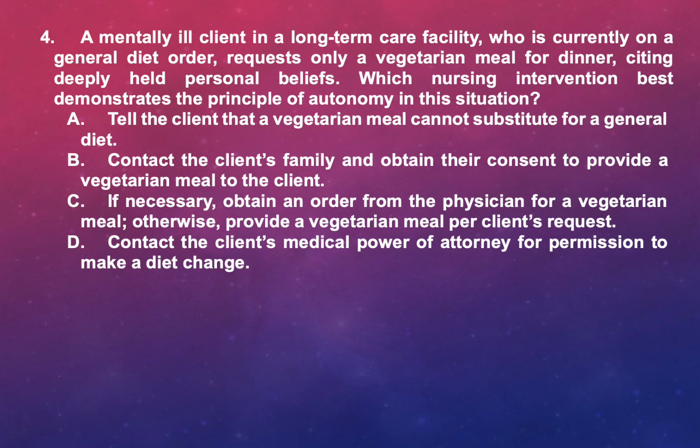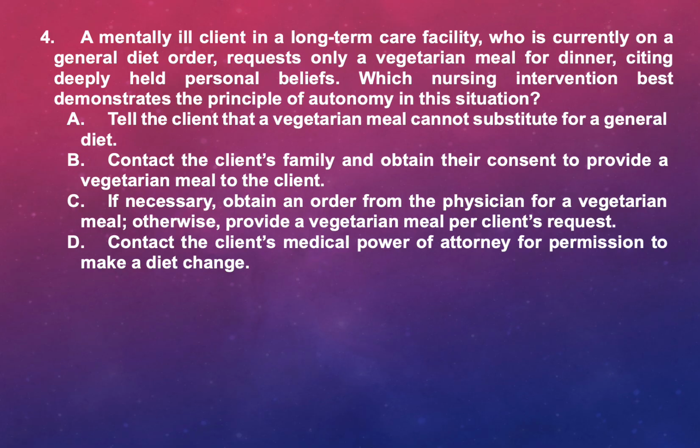The answer is D. Number 4. A mentally ill client in a long-term care facility, currently on a general diet order, requests only a vegetarian meal for dinner, citing a deeply held personal belief. Which nursing intervention best demonstrates the principle of autonomy in this situation? A. Tell the client that a vegetarian meal cannot substitute for a general diet. B. Contact the client's family and obtain their consent to provide a vegetarian meal to the client. C. If necessary, obtain an order from the physician for a vegetarian meal, otherwise provide a vegetarian meal per the client's request. D. Contact the client's medical power of attorney for permission to make a change of diet.